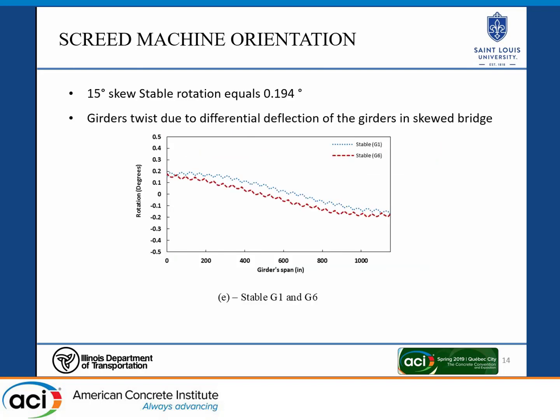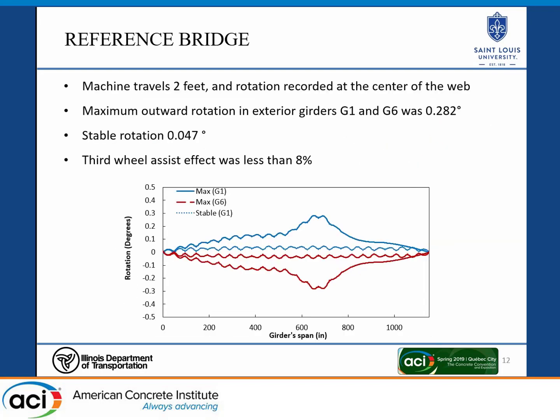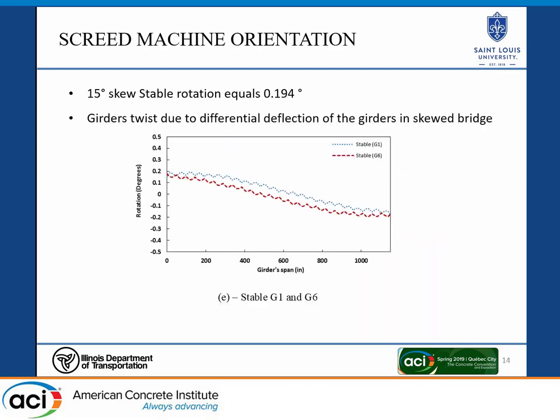And so here are the stable rotations in the exterior girders after the removal of the SCREED machine. And as you can see here, compared to what it was in a 0 degree skew, it's much more different. It starts at 0.2 degrees at one end and goes to negative 0.2 on the other end. So while they do end at the same, there's this noticeable curve here.